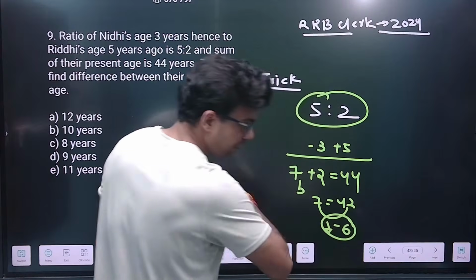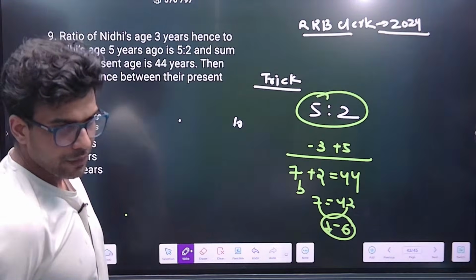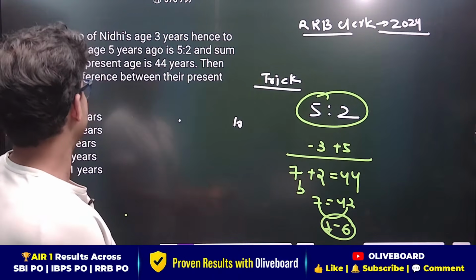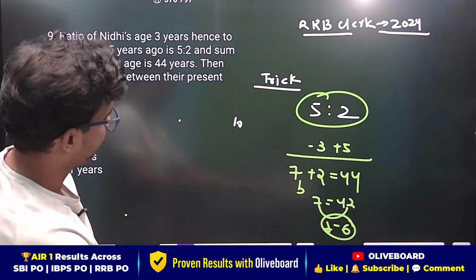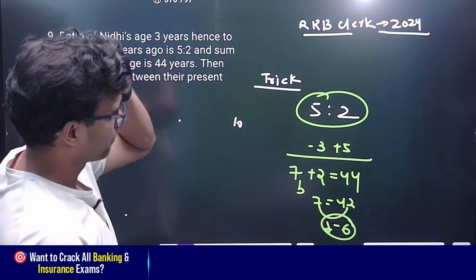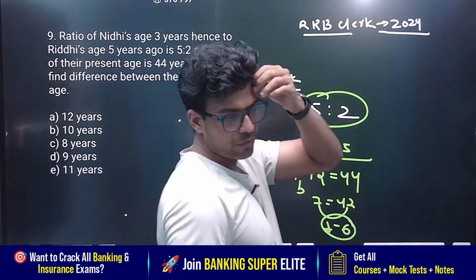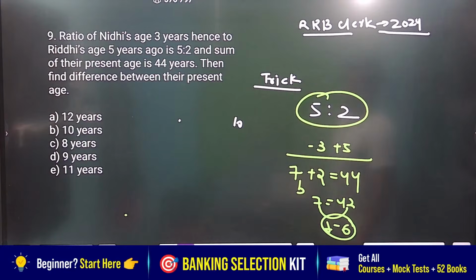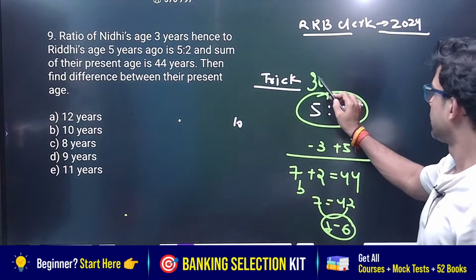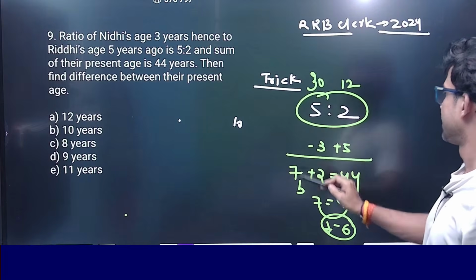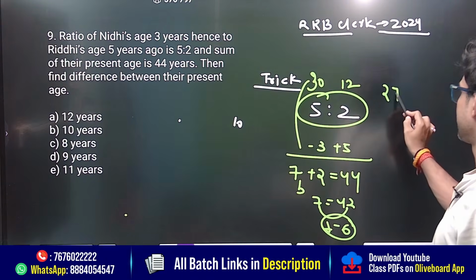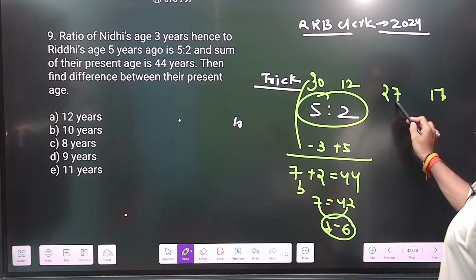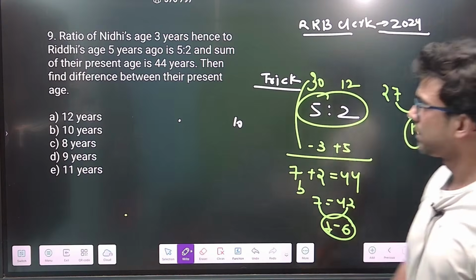If 1 is 6, you can figure out anything. What they're asking is to find the difference between the present ages. You can do anything, right? That's up to you. Everyone is getting this? Now this is 30 and this is 12. This will become 27 and this will become how much? 17. So the difference is of 10. This was the answer.